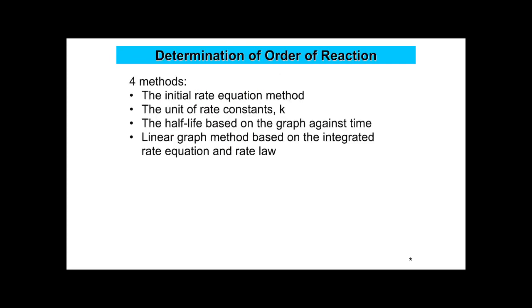There are 4 methods to determine order of reaction. The first one is the initial rate equation method. The second one is the unit of rate constants. The third one is the half-life based on the graph against time. And the last one is the linear graph method.